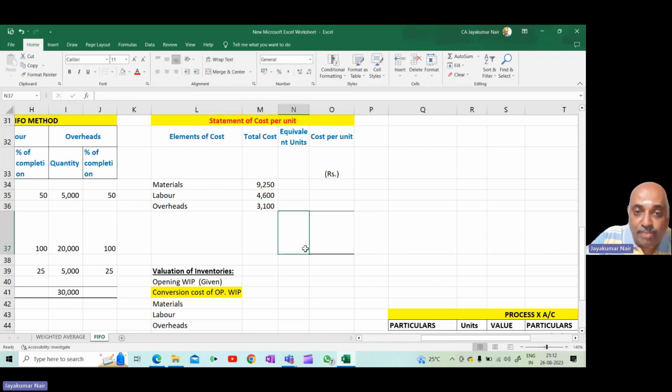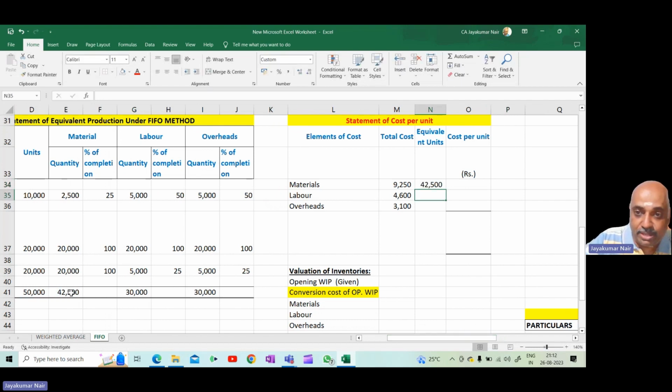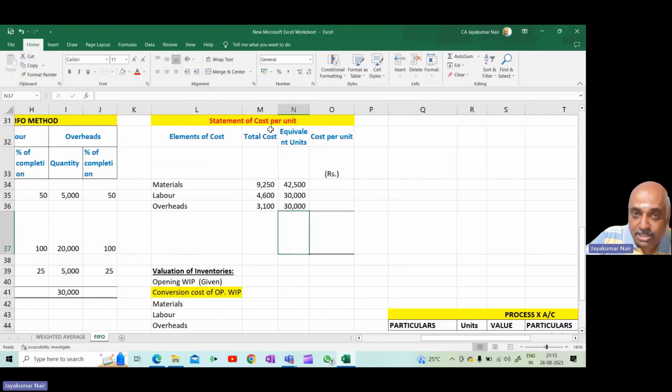Now, what are the equivalent production? You have already prepared one statement. Material equivalent production is 42,500. Labor, it is 30,000. And overheads, it is 30,000. So I have prepared one statement, that is a statement of cost per unit. Materials, this is the total cost that I've incurred during this particular accounting period. Labor is 4,600 and overheads 3,100. Equivalent units from the statement that I had prepared: 42,500 materials, labor 30,000, and overheads 30,000.